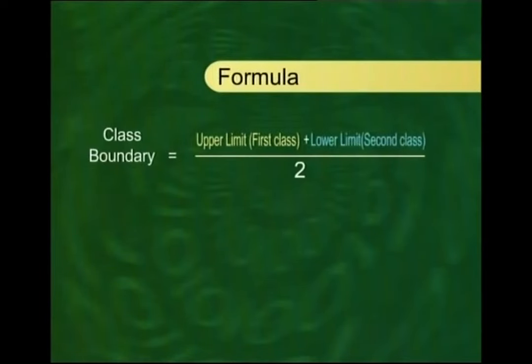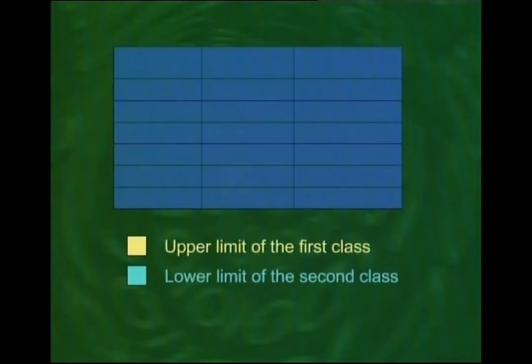All you have to do, as you now see on the screen, is to add the upper limit of the first class with the lower limit of the second class and divide by 2. Yani 32.9 plus 33.0 divided by 2 gives you 32.95. And we write this new number that we have just obtained as the upper boundary of the first class as well as the lower boundary of the second class.